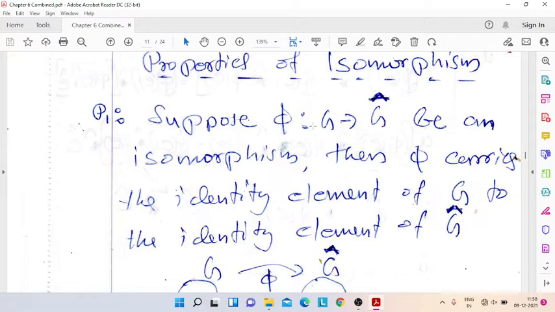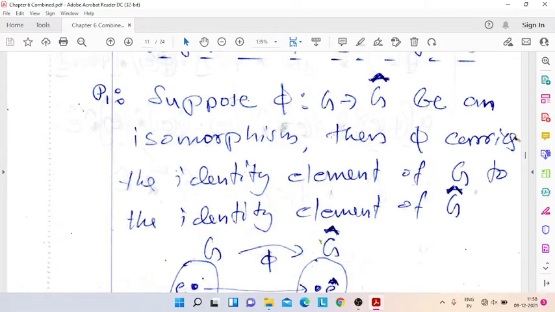Suppose phi defined from the group G to the second group G cap be an isomorphism. Then phi carries the identity element of the first group to the identity element of the second group G cap. We know that the groups have identity elements. So what does the first property mean? It means that the identity element can always be mapped to the identity element in the second group.